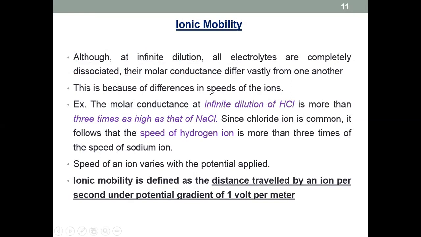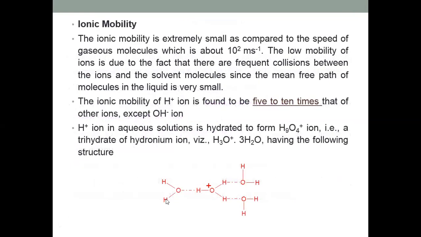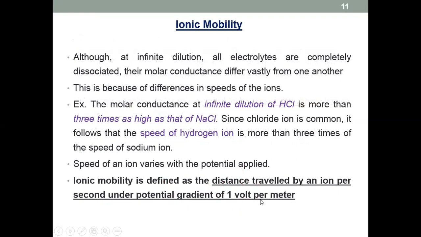For example, the molar conductance at infinite dilution for HCl is 3 times more than that of NaCl. They both have the common Cl ion. It is just the cation that is different. So this means it looks like the mobility or the conductance of the H ion is roughly 3 times that of the sodium ion, right? So we define a new variable here, which is ionic mobility, which is defined as the distance traveled by an ion per second under the potential gradient of 1 volt per meter.